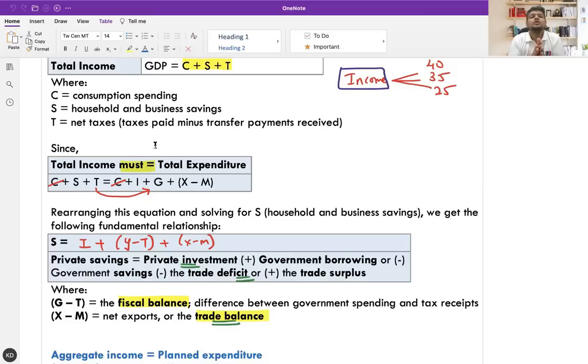I would want you to write down this equation, please. Even if you're watching everything in the notes, please write down this equation. Savings equals, I've just rearranged it mathematically, investment plus fiscal balance plus trade balance. Why am I making you write all this? Because we are going to understand some relationships based on this.